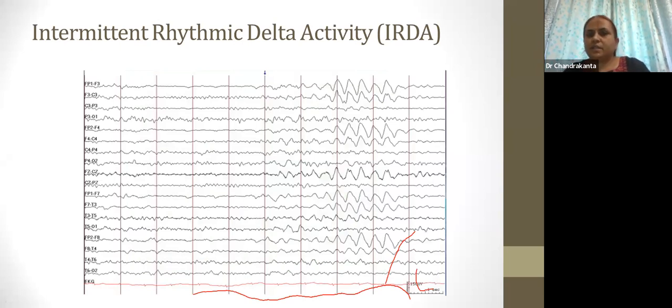So we can see that focal abnormalities can be epileptiform, non-epileptiform, and there are some special type of pattern. Dr. Praveen has already discussed that there can be intermittent rhythmic delta activity. So in this you can see there is rhythmic delta activity in the frontal area. And depending on the location, there are different names. Okay? So if it is in frontal area, it is FIRDA, F-I-R-D-A, FIRDA. If it is in occipital area, this is OIRDA. Okay? And if it is in temporal area, TIRDA. Okay? So intermittent rhythmic delta activity we can find in cases of encephalopathy.